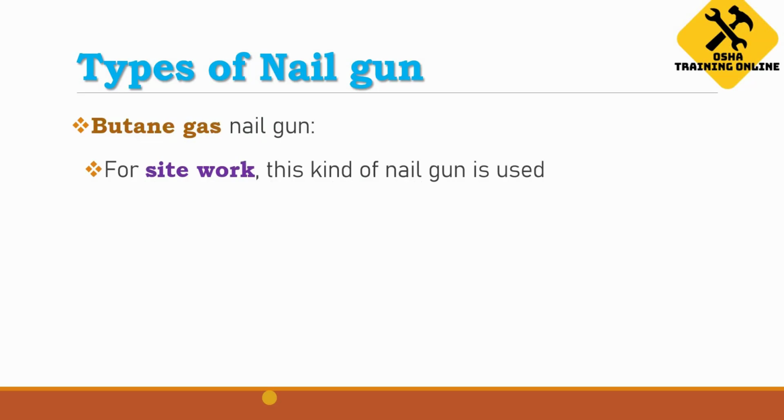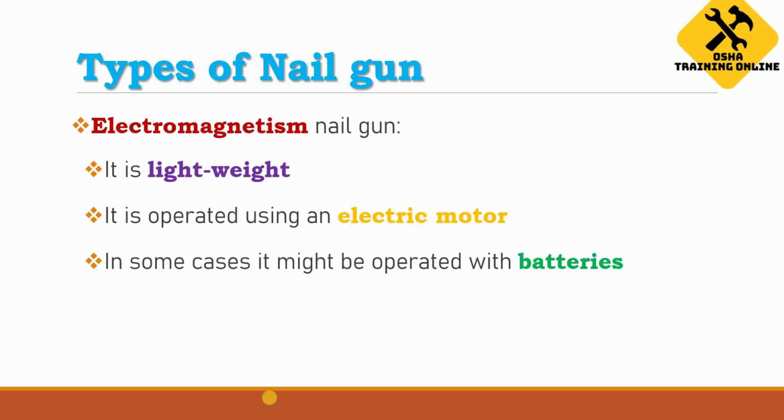The next one is the butane gas nail gun. This kind of nail gun is operated using butane gas and is normally used for site works. The third one is the electromagnetism nail gun. It is lighter than the other two and not that heavy, and it is operated using an electric motor. That's why I'm saying it is an electromagnetism nail gun, because it is operated by electric motors, but in some cases it might also be operated with certain kinds of batteries, and it is used in different scenarios and different kinds of work.